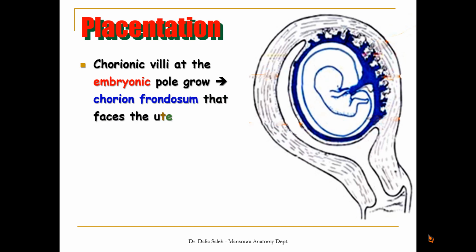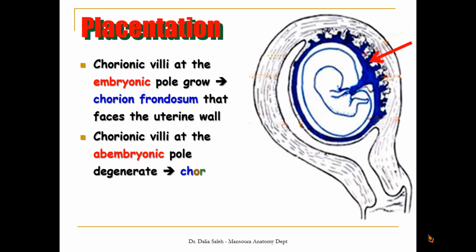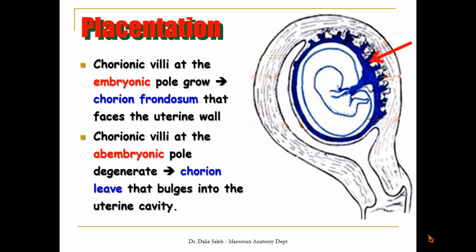These chorionic villi at the embryonic pole will grow and form the chorion frondosum that faces the uterine wall, while chorionic villi at the abembryonic pole, or away from the embryo, will degenerate and form what's called the chorion laeve, and this part of the chorion will bulge into the uterine cavity.